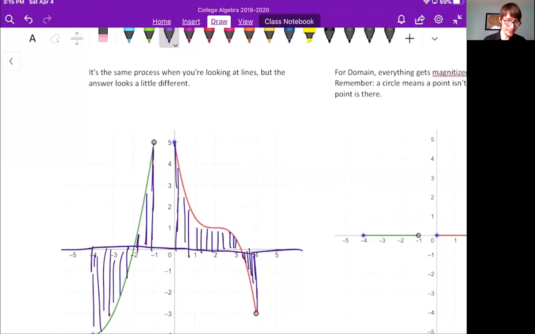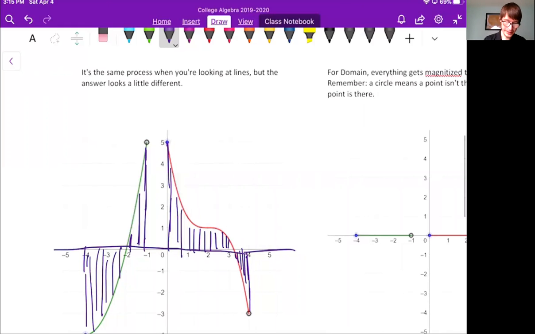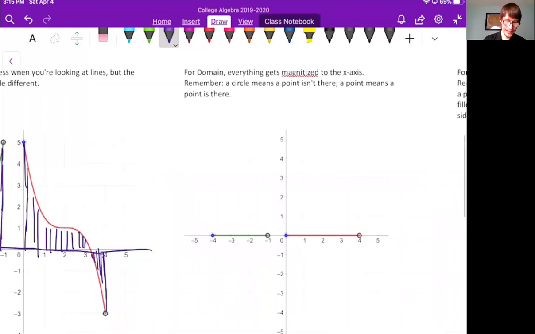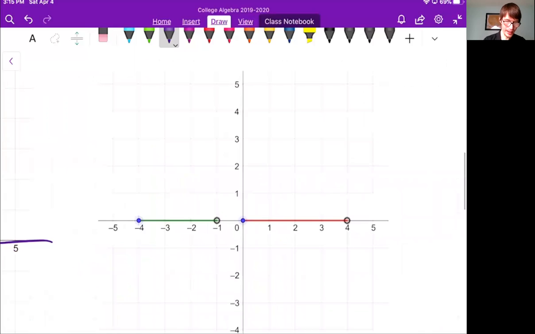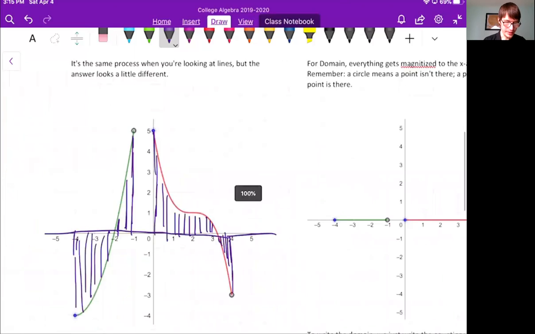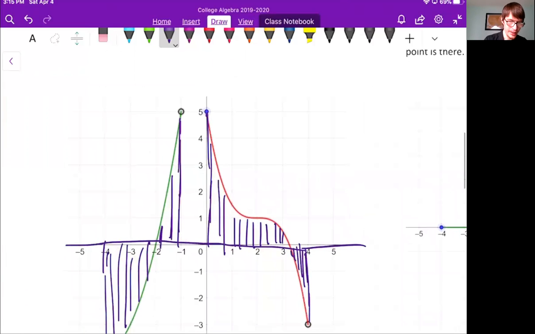So if we do that, they get flattened out into two lines that look like this. Now here's something you want to notice. On the first graph, there's this open circle over here and a closed circle over here.